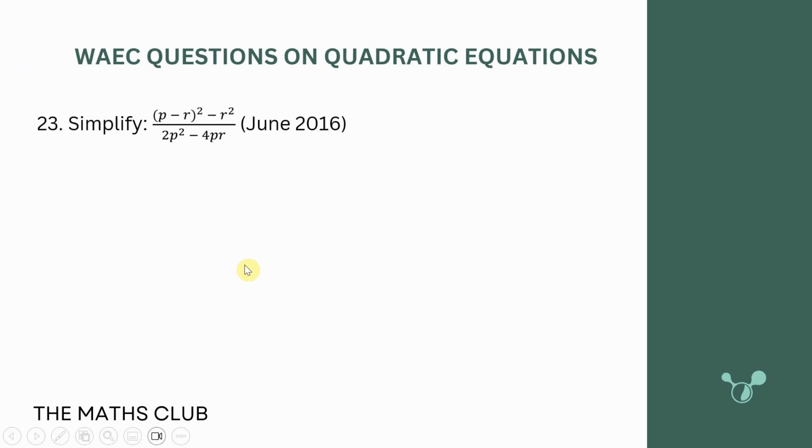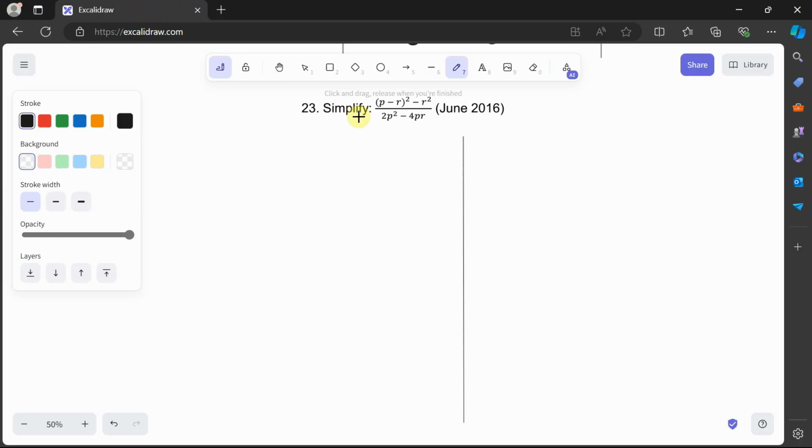Great. Question 23 says that we should simplify p minus r squared minus r squared all over 2p squared minus 4pr. Whenever I see questions like this, just know it is a difference of two squares question. From this top here, you can see this is a square, this is a square, and you see a minus. So how do we do that? I'll put the brackets. So that'll be p minus r, then minus r, close the brackets, multiplying p minus r plus r, just like we always do with difference of two squares, all over.